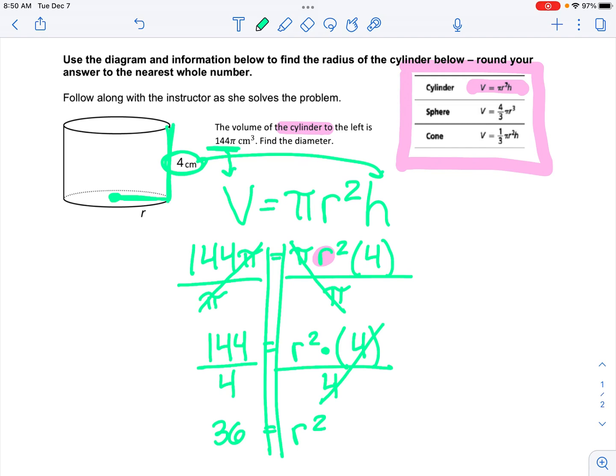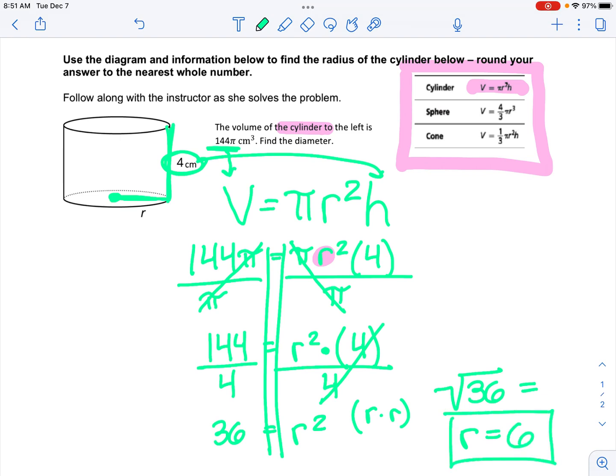Now I'm getting so close to having r by itself, but I still have this squared term with it. So r squared, remember, is the same as saying r times itself, r times r. So what I need to do is decide what number times itself equals 36. In my head, usually I start going through my doubles: 1 times 1, 2 times 2, 3 times 3, 4 times 4, all the way till I get to an answer of 36. The other thing that you can do on your calculator is use what's called the square root symbol. So find that on your calculator, type in the square root of 36, and you would get that r is 6. 6 times 6 makes 36.